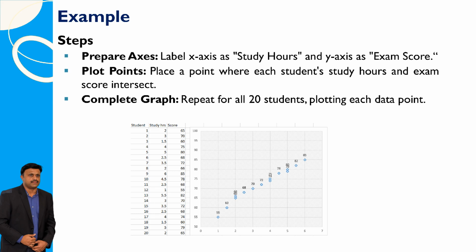To create the graph, first prepare the axes by labeling the x-axis as study hours, and the y-axis as exam score. Next, plot points for each student where their study hours intersect with their exam score. Complete the graph by repeating this process for all 20 students, marking each data point accordingly.